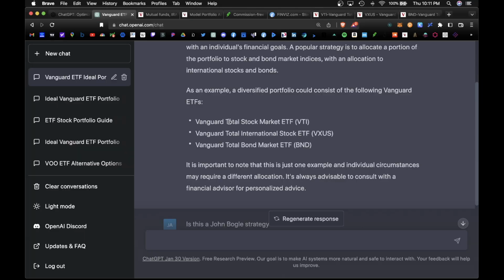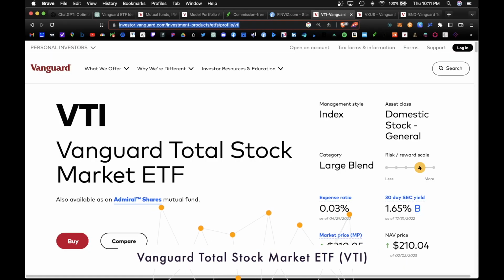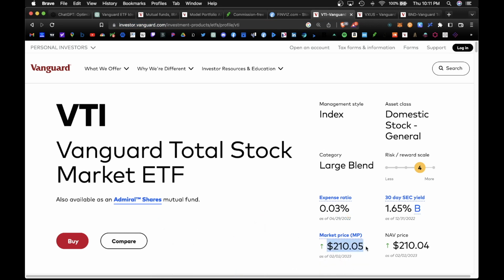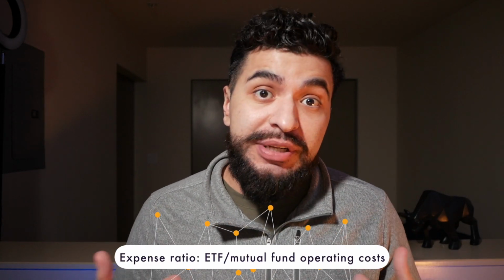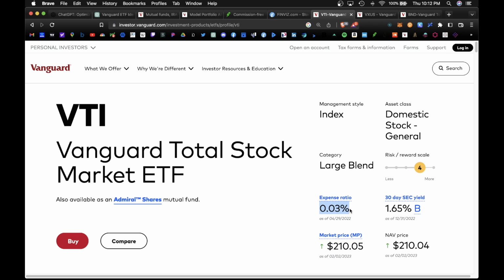Let's take a look. For the total stock market ETF, the VTI, this has a current market price of $210 per share, and the expense ratio for this is 0.03. Think of an expense ratio as a management fee or a maintenance fee. So 0.03 is the industry's lowest fee.